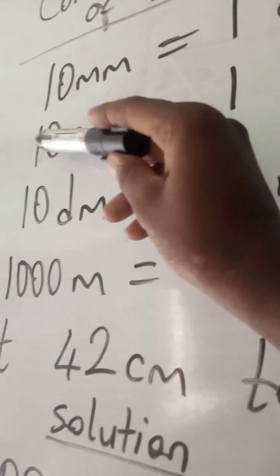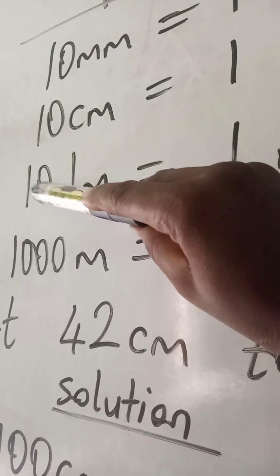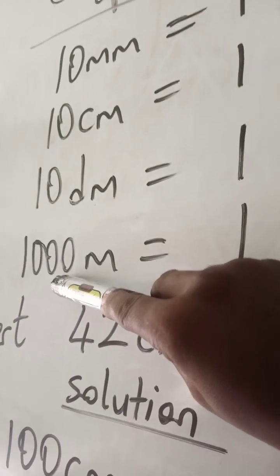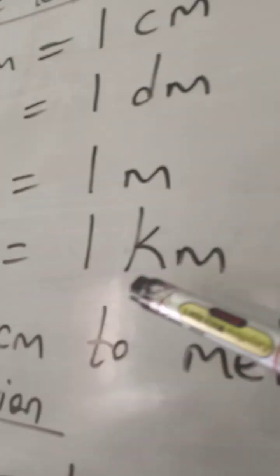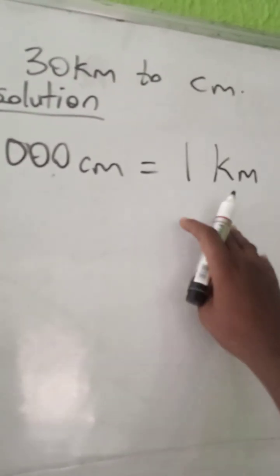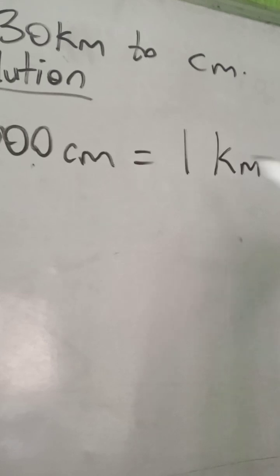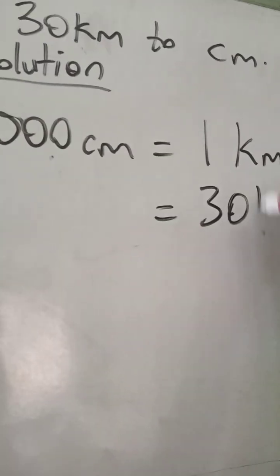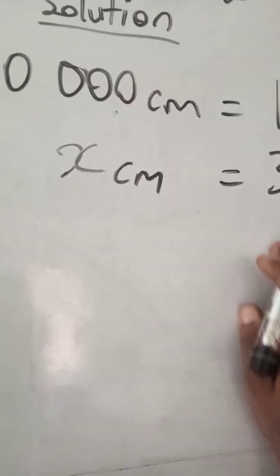So I'll just multiply the numbers in front. So 10 times 10 is 100. 100 times 1000 is 100,000. So 100,000 centimeters will give me 1 kilometer. Since 100,000 centimeters will give me 1 kilometer, again I'll check. This is kilometer, I'll put it under kilometer. So that will give me 30 kilometers to what? X centimeters. You don't know what it will give you.